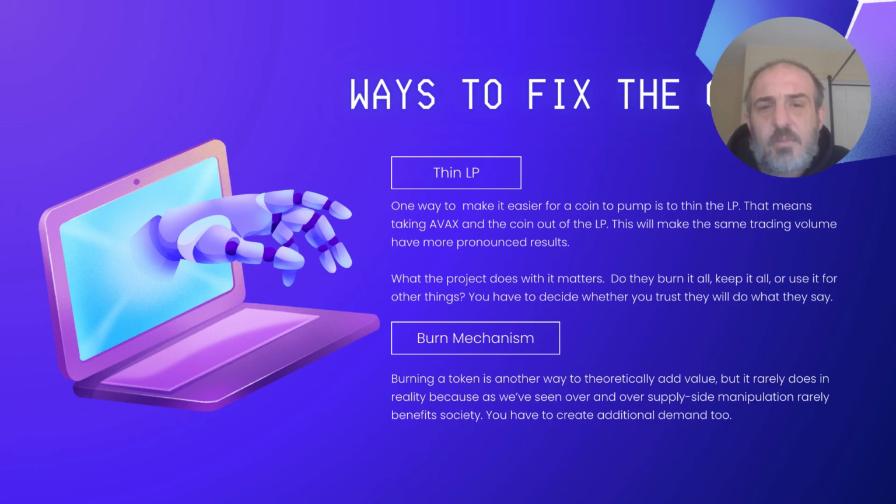The second mechanism you can use is burning a coin. Burning a coin lowers the total supply, which makes each person's holdings a greater percentage of the current circulating supply. This is basically a way to manipulate the supply and demand curve. So next we're going to discuss how we use these to create a pump.